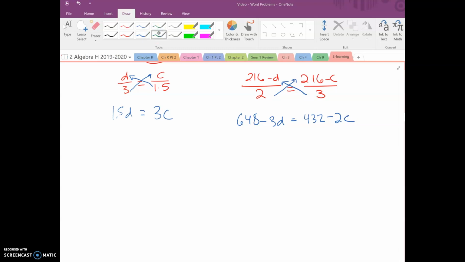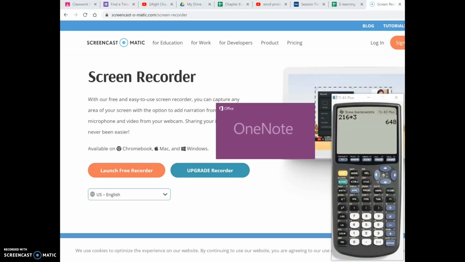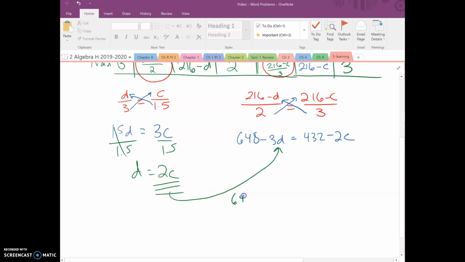Now, should I use elimination or substitution? You really could use either, actually. I could see an argument for either. I'm going to say substitution for me. So I'm going to isolate d. D equals 3c divided by 1.5. It is 2c. So then I can take that 2c and plug it into this d. 648 minus 3 times 2c equals 432 minus 2c.